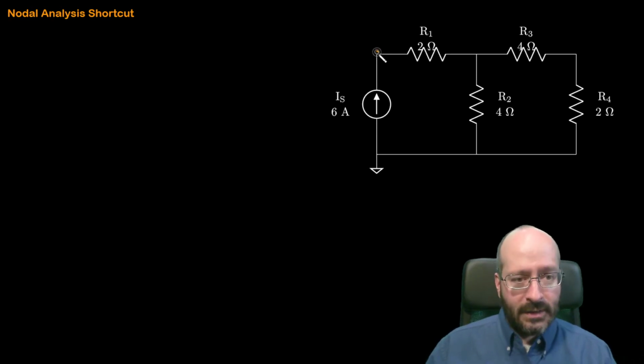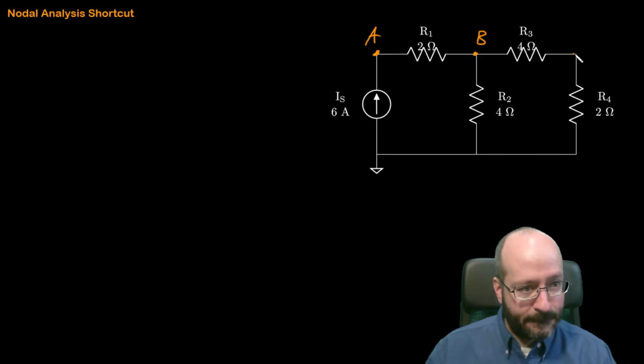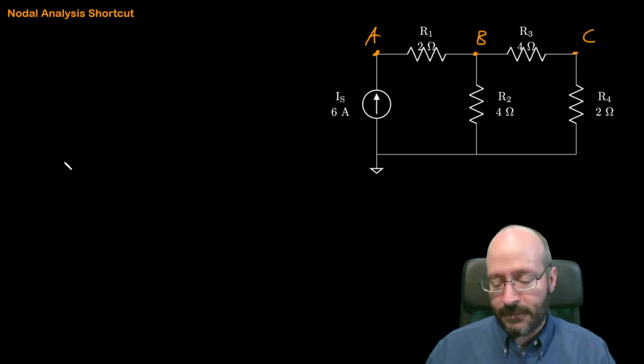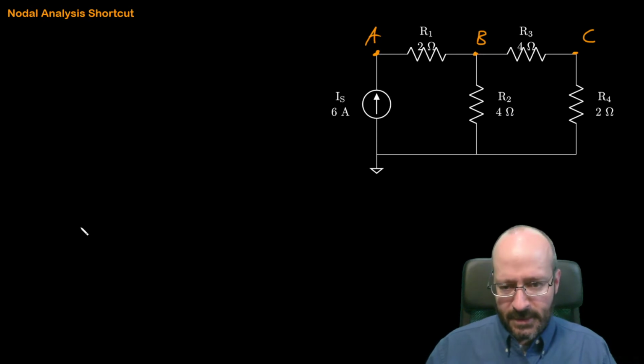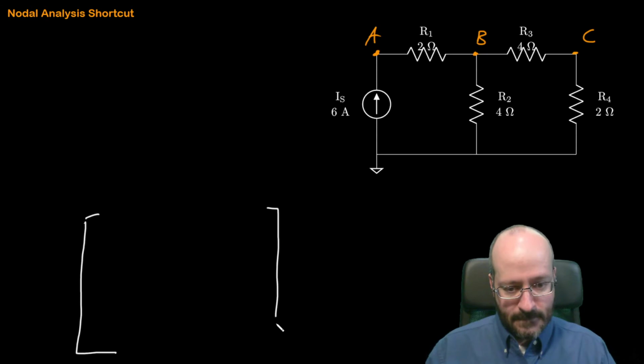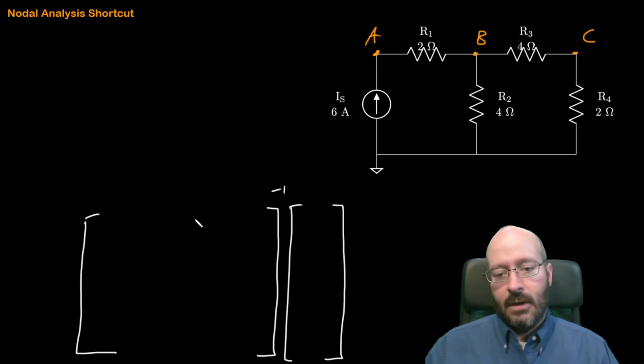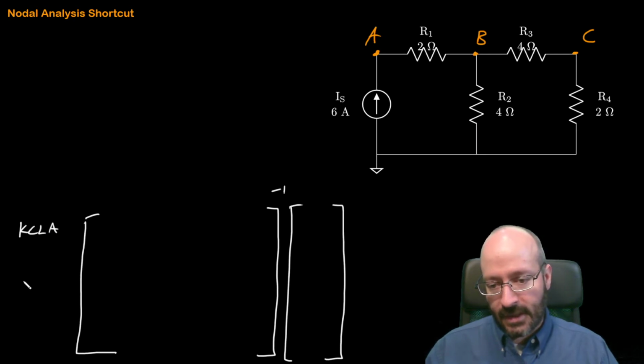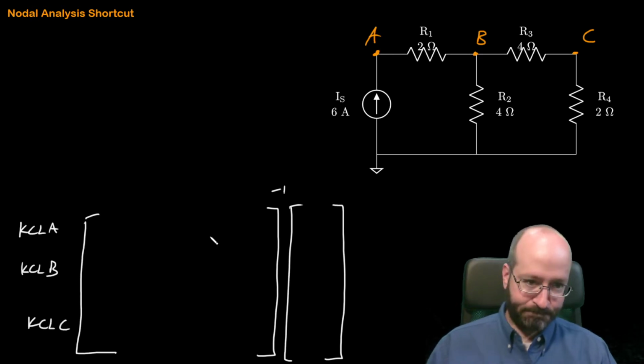Okay, so we're going to label our non-reference nodes, and we're going to make a plan. I see 3 non-reference nodes, and I'm going to do it down here, just because I have a little more room. I'm going to invert that, and I'm going to have some right-hand side to it. They're all going to be KCLs for these first few problems, so I'm going to write the KCL for A, the KCL for B, and the KCL for C.